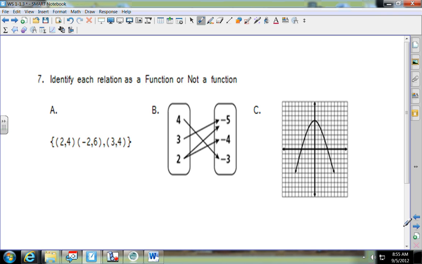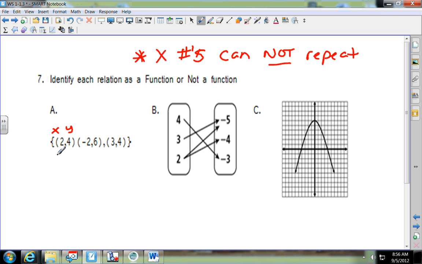Next, identify each relation as a function or not a function. Remember, when something is a function, the x numbers cannot repeat. So in A, remember it goes x then y. I have 2, -2, and 3. Those numbers do not repeat. 2 and -2 are 2 separate ones. So this is a function.